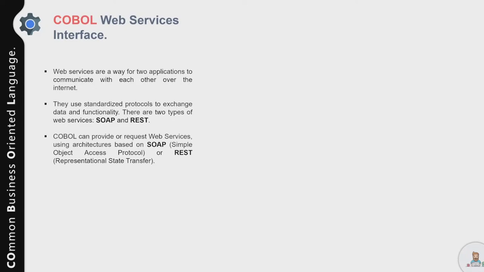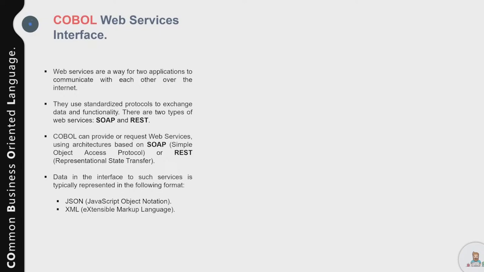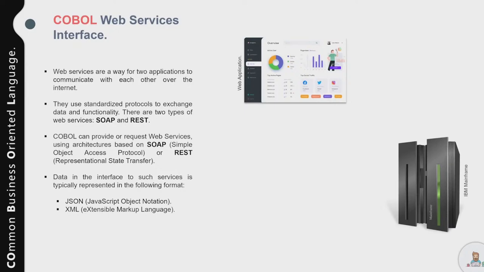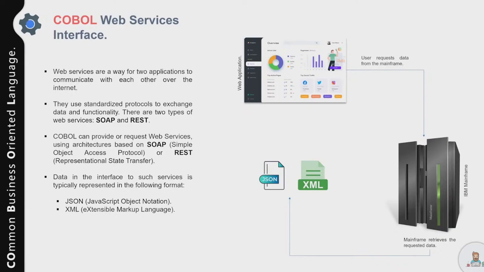Now, there are two types of web services. The first one is SOAP, that is Simple Object Access Protocol, and the second one is REST, that is Representational State Transfer. And as you know, COBOL is one of the oldest programming languages that is still in use. But interestingly, it can provide and request web services using architecture based on SOAP or REST. Apart from that, the formats commonly used for displaying data in the interface of these services are either JSON, that is JavaScript Object Notation, or XML, that is Extensible Markup Language.